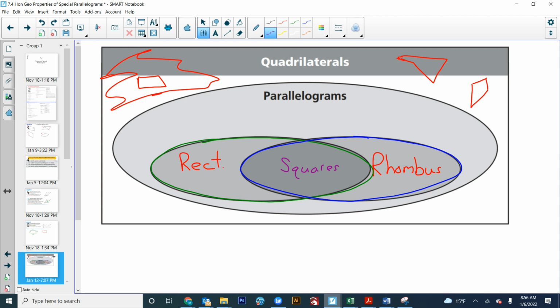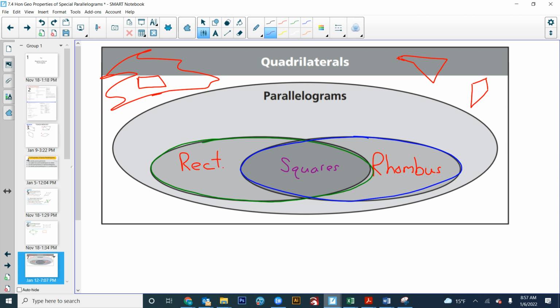How many properties does a parallelogram have? Two sets of opposite sides congruent. Two sets of opposite angles congruent. Just in general, consecutive angles are supplementary, and the diagonals bisect each other. So a parallelogram has four properties. Do you agree? Let's keep going.